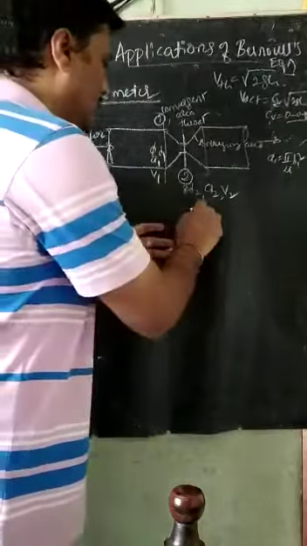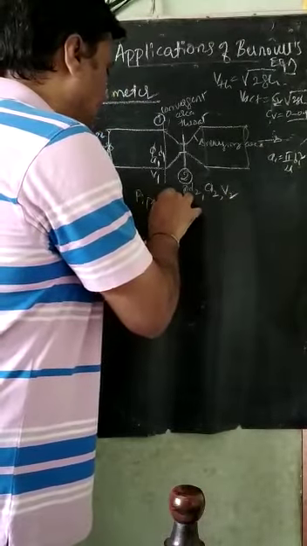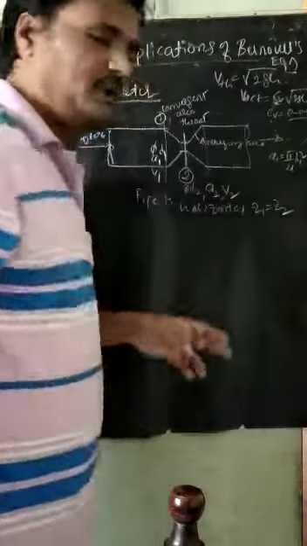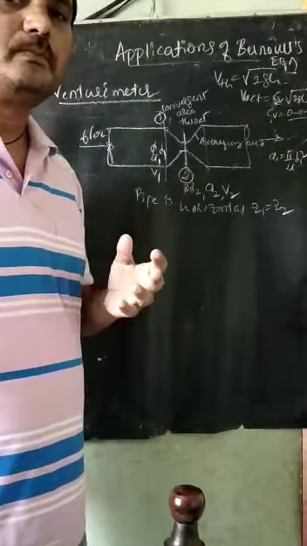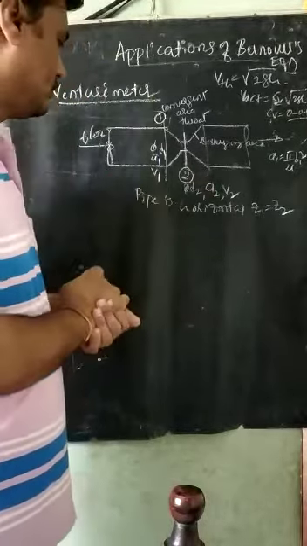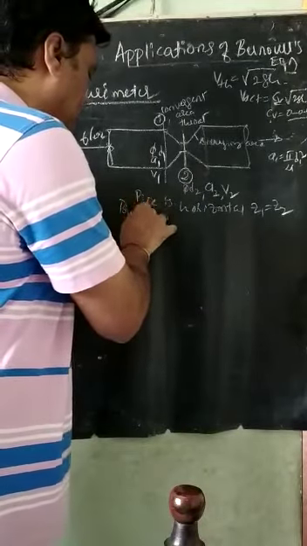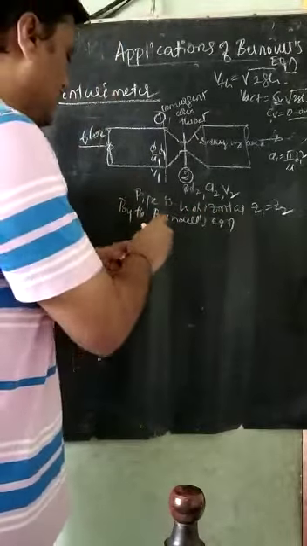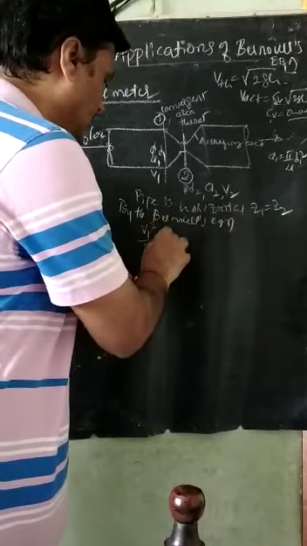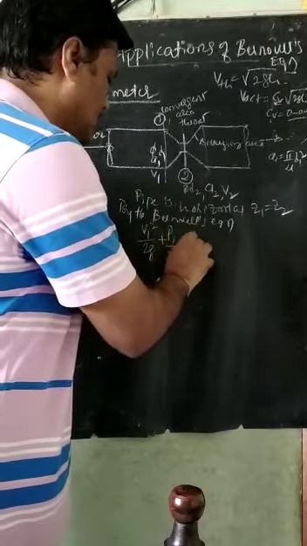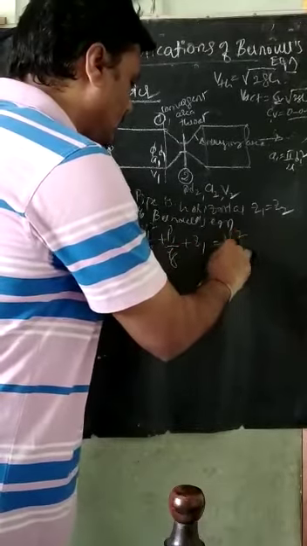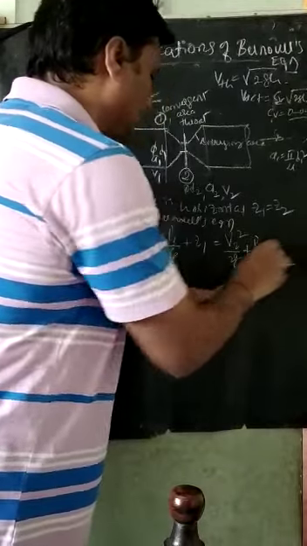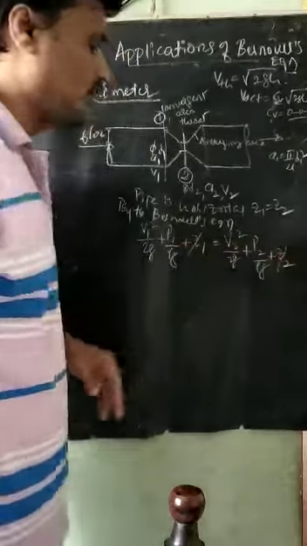As the pipe is horizontal, Z1 is equal to Z2, meaning the potential head at sections 1 and 2 is the same, so these will cancel. Applying Bernoulli's equation at section 1: v1 square divided by 2g is the kinetic head, P1 divided by rho g is the pressure head, plus Z1 the potential head, is equal to v2 square divided by 2g plus P2 divided by rho g plus Z2. As the pipe is horizontal, Z1 and Z2 cancel.